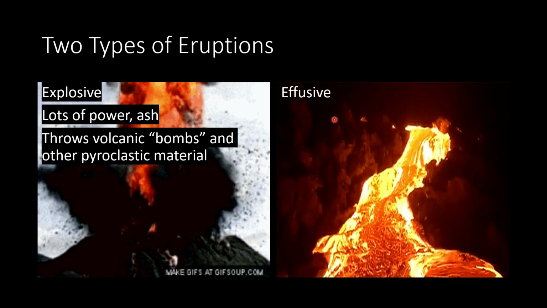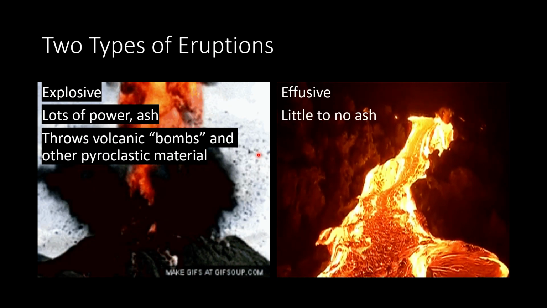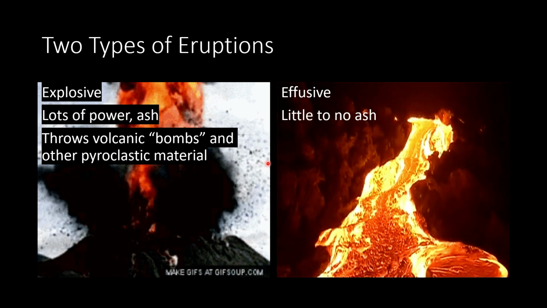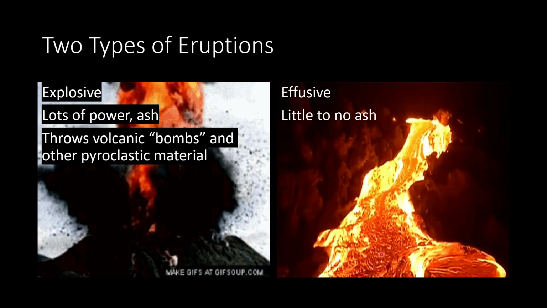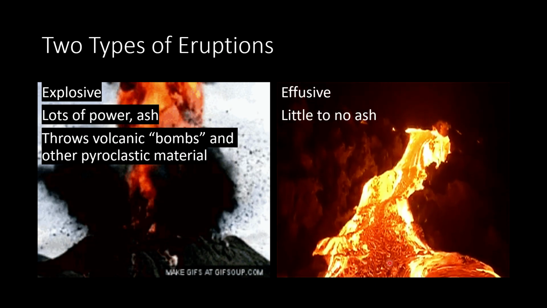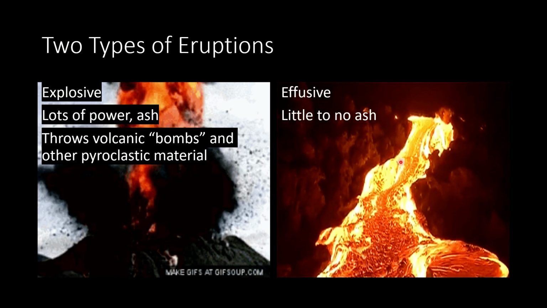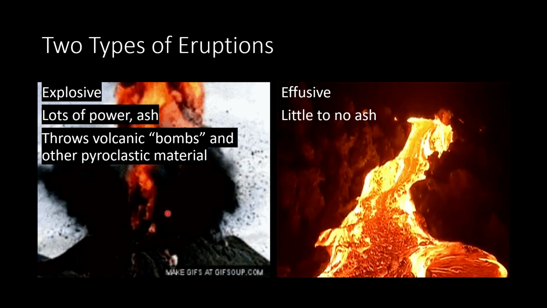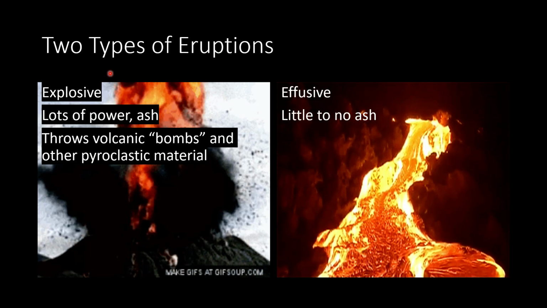So there's also the effusive eruptions. Those throw off little to no ash. It's mostly just gently flowing lava like you see here. And the reason for that is there's a lot less dissolved gases trapped in this type of lava than this type, but we'll go into that a little bit more in a second here.